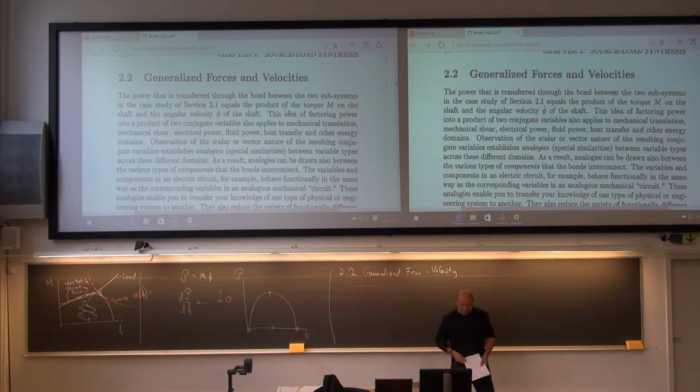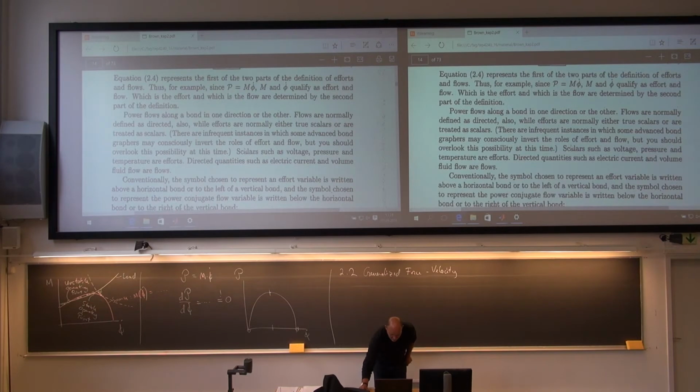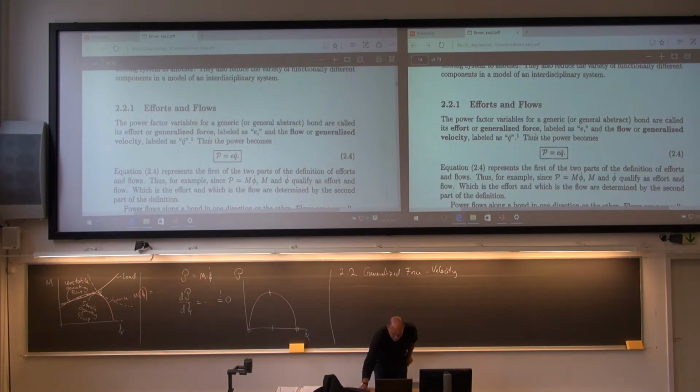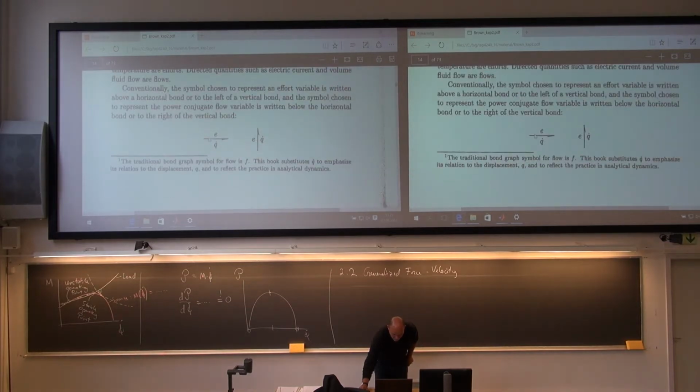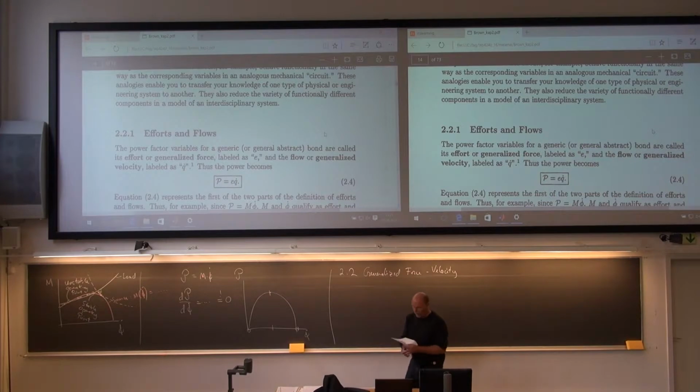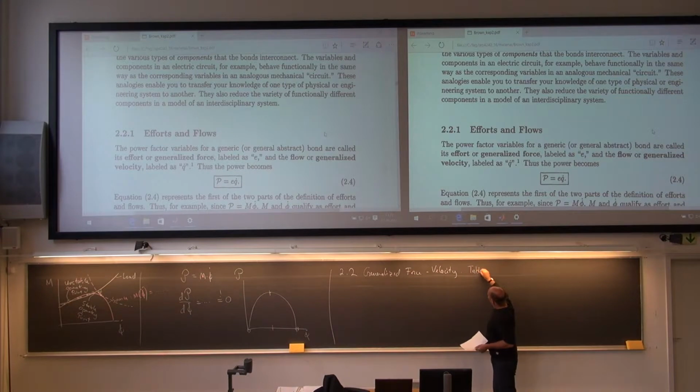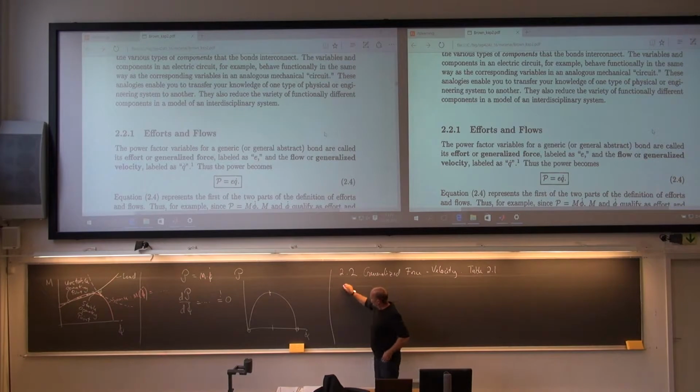What we are going to do is to create a table, and we are going to create it many times. So you can always read this part here if you like, but what we are aiming for is table 2.1. First we do this generic force and velocities. Generic.